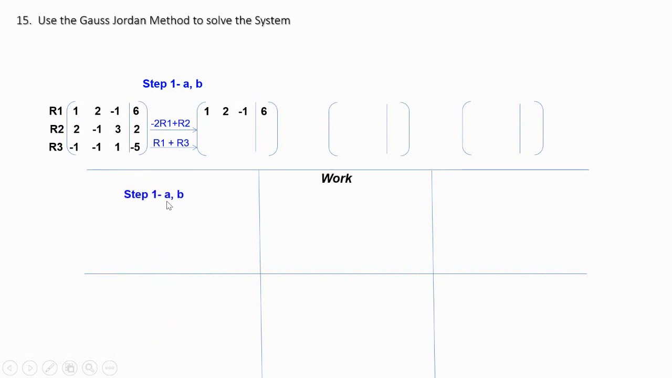And here's my work. Step 1, this is A and B. There's my A part. I'm doing what's here, -2 row 1 plus row 2.